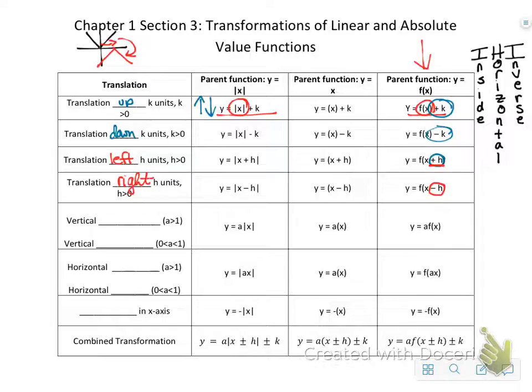Now if the number is out front, it's either a stretch or a shrink. So this is in front, it's outside. So we're not going to do the inverse. We don't have to worry about that yet. If it's greater than 1, so if it's a big number, a number greater than 1, and it could be a fraction greater than 1, it is a stretch. If it's less than 1 and greater than 0, so if it's a fraction between 0 and 1, or a decimal, that could be 0.25. It just can't be negative. Negatives don't count here. Then we have a shrink.